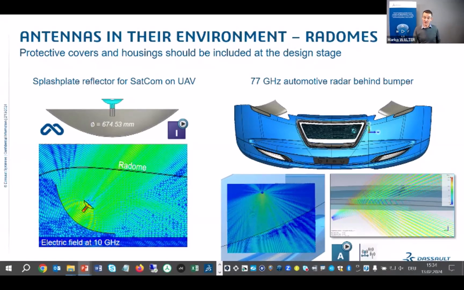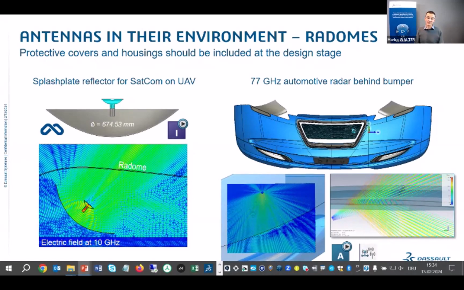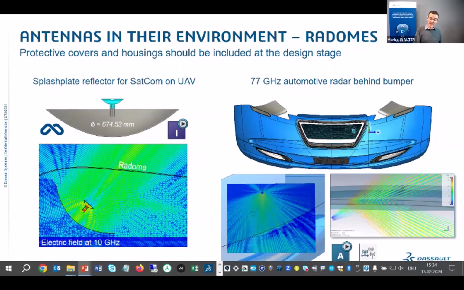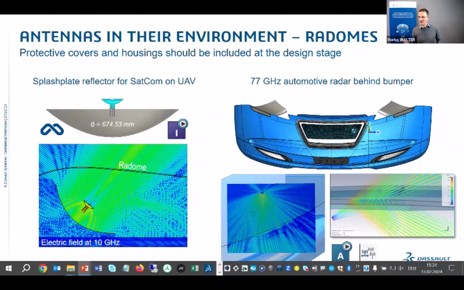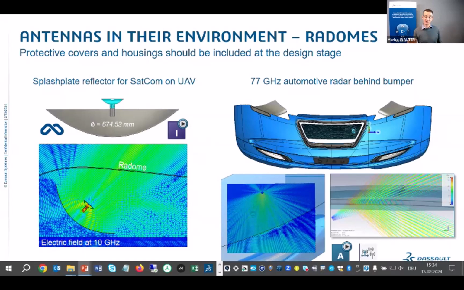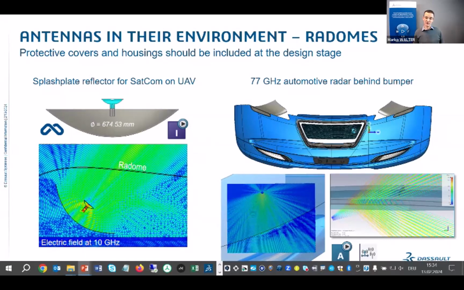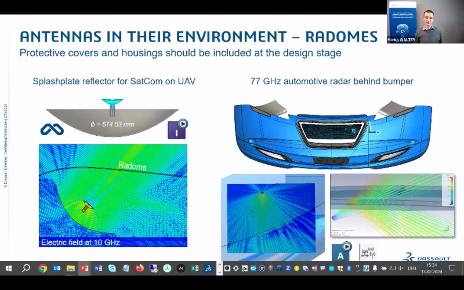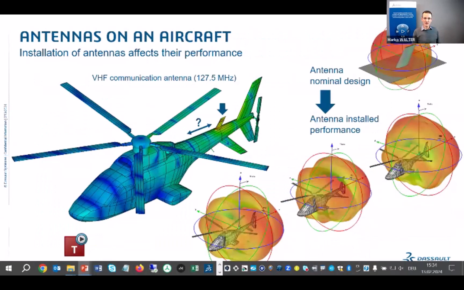Same approach on the right for an automotive radar behind the bumper of a car. That's now at a much higher frequency. So on the left, we were using an integral equation solver. On the right, we're at 77 gigahertz. That becomes a huge problem electromagnetically. So here we're actually using an asymptotic solver approach to calculate its installed performance and its influence on the radar system.